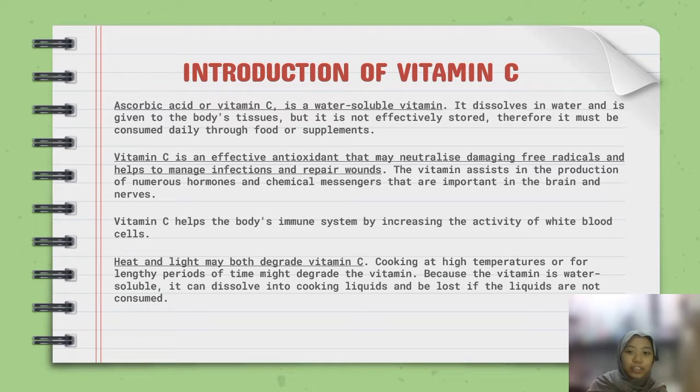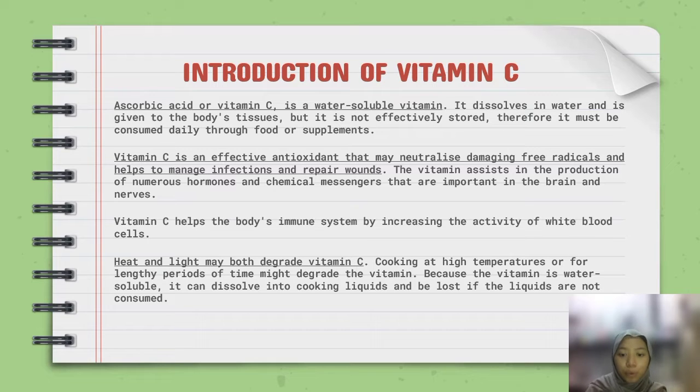First of all, introduction of vitamin C. It is a water-soluble vitamin and it dissolves in water and is given to the body's tissue, but it is not effectively stored. Therefore, it must be consumed daily through food or supplements. And it is also an effective antioxidant that may neutralize damaging free radicals and helps to manage infections and repair wounds. The vitamin assists in the production of numerous hormones and chemical messengers that are important in the brain and nerves. And vitamin C also helps the body's immune system by increasing the activity of white blood cells.